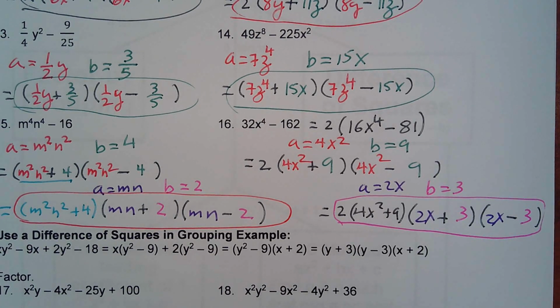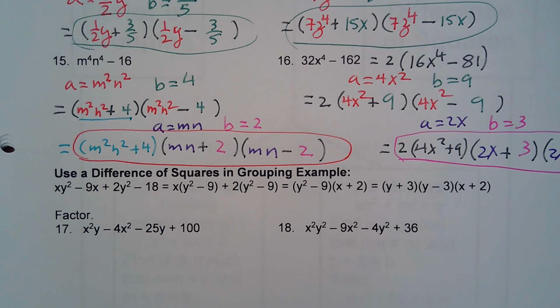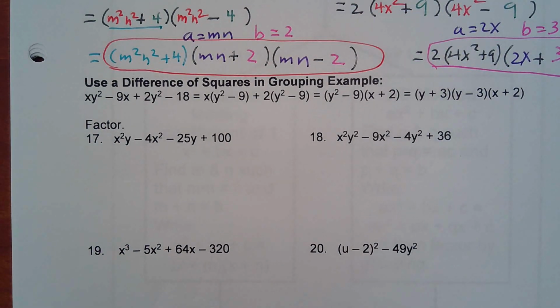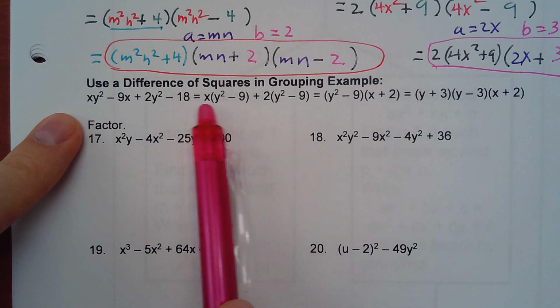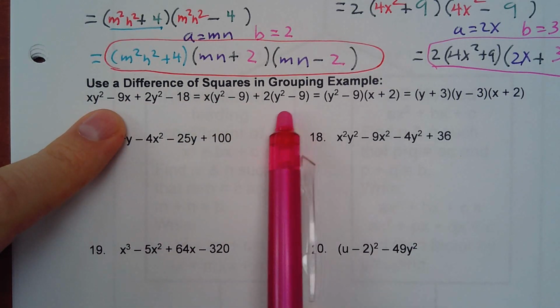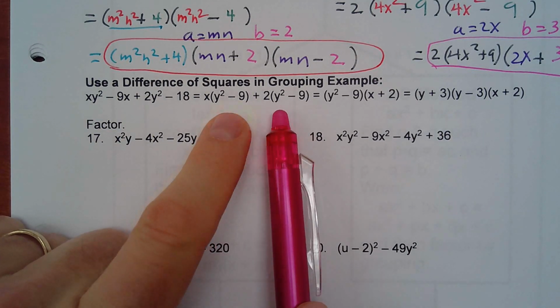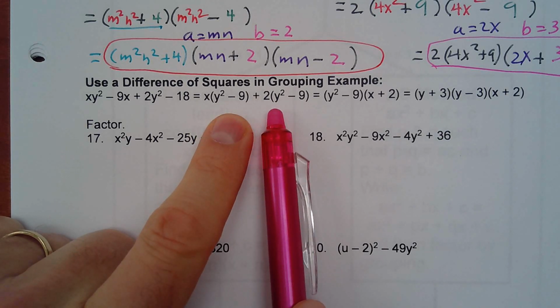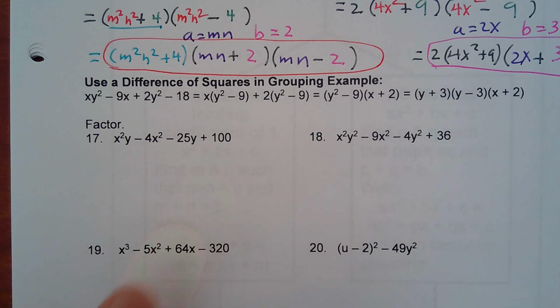Now let's bring in some grouping that we've done earlier with difference of squares. So here they're looking at this problem, and notice here they factor out a common factor of 9. Here they factor out a common factor of 2. My two pieces have a common factor of y squared minus 9. We bring that in front, but then I can use my difference of squares. So let's see how this works.